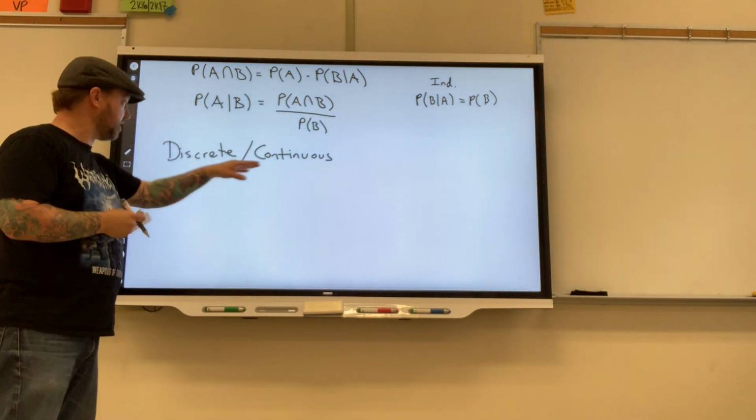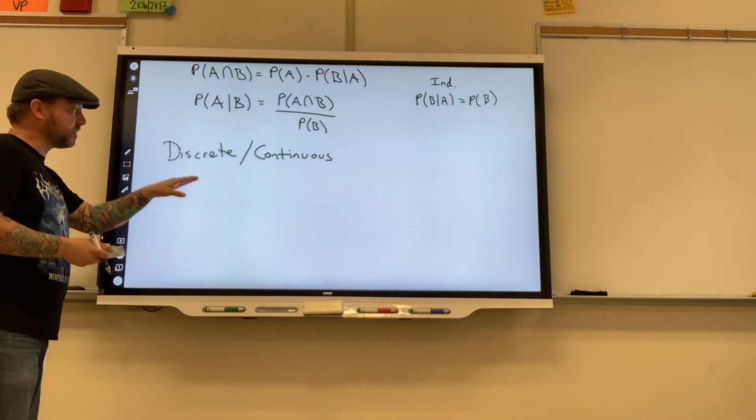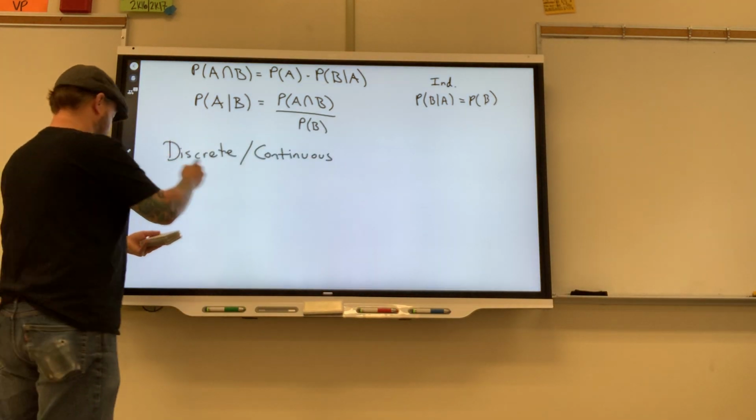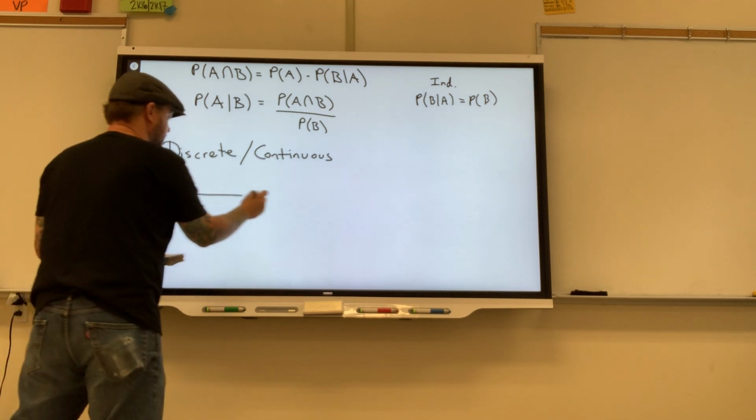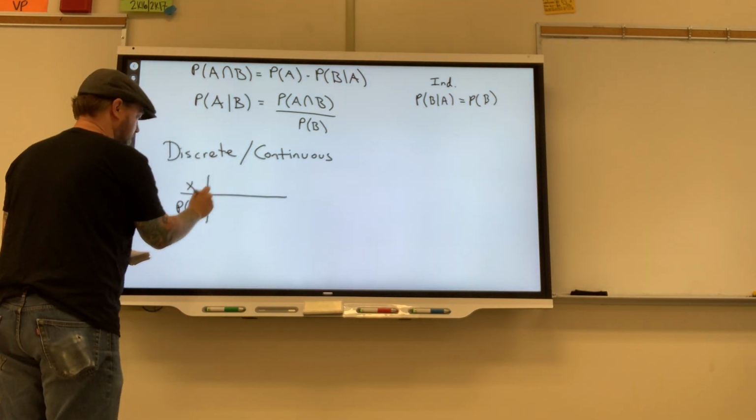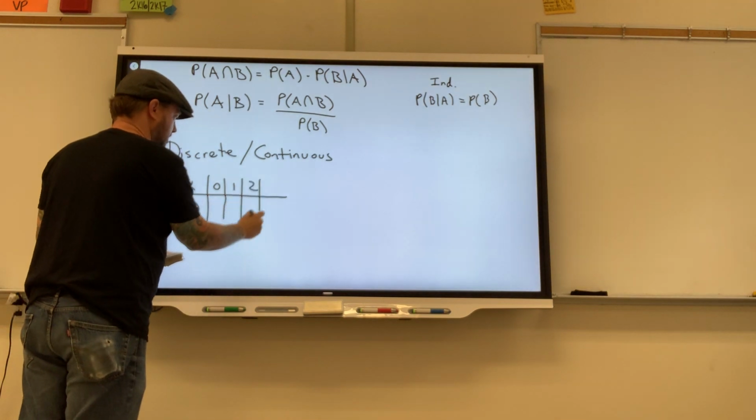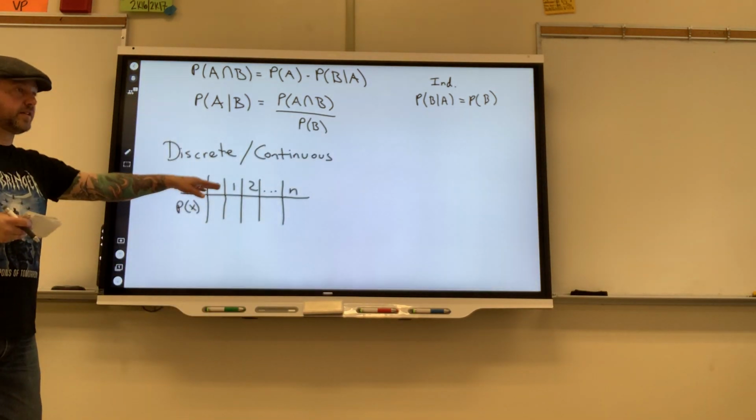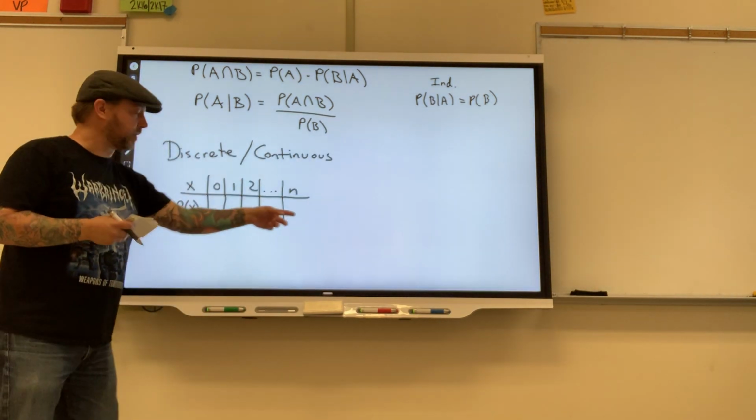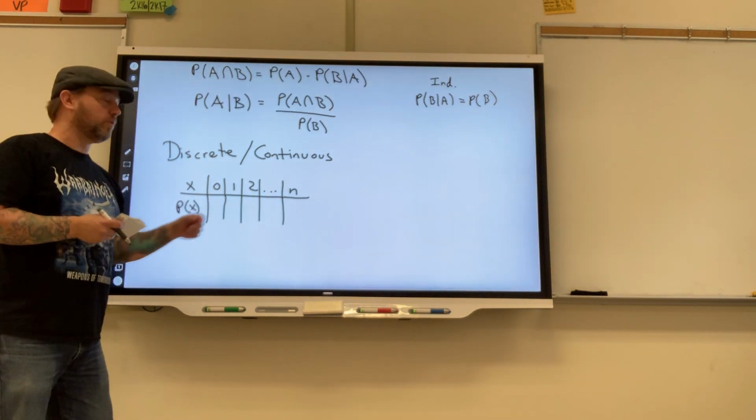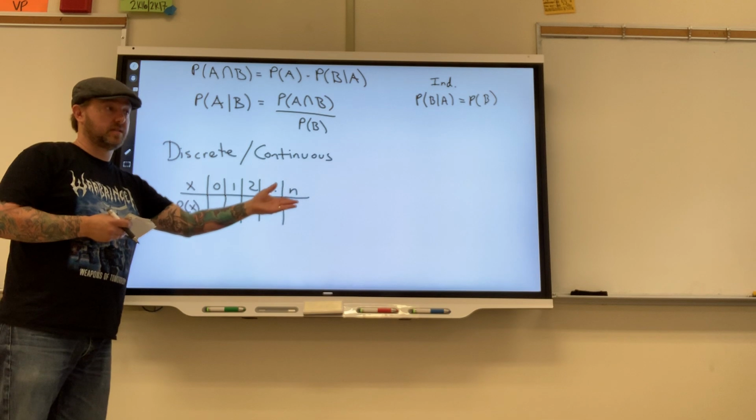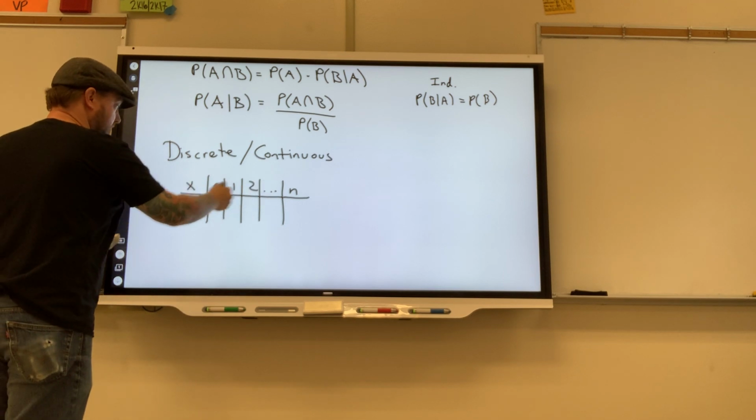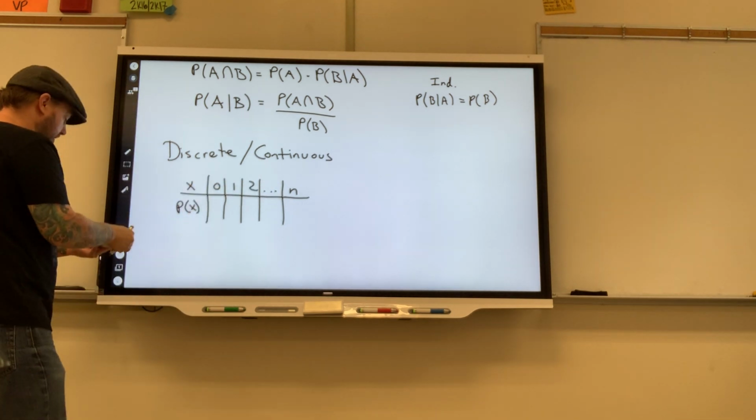Discrete random variables, continuous random variables. Discrete random variables are countable; continuous ones are not countable. Okay? So if we have a probability distribution, whatever the probabilities are, they all have to add up to 1. The probabilities can't be negative. They have to be between 0 and 1 because they're probabilities, so they all add up to 1, okay?